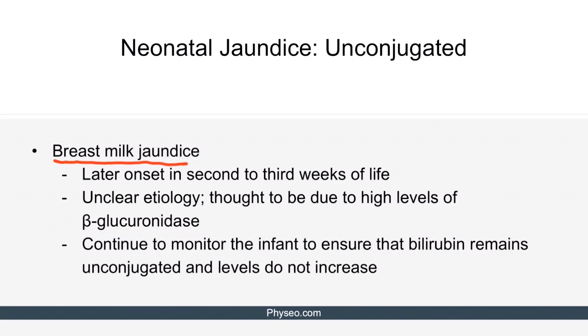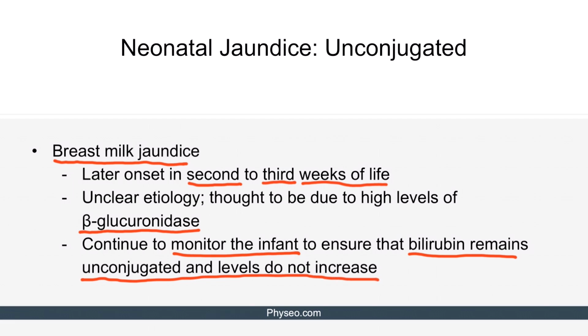However, this jaundice has a later onset that's typically in the 2nd to 3rd weeks of life. There's no clear etiology for breast milk jaundice, but it's thought to be related to high levels of beta-glucuronidase in maternal breast milk. If an infant develops breast milk jaundice, they can continue breastfeeding. However, it's important to monitor their bilirubin levels to ensure that the bilirubin remains unconjugated and the levels do not increase. If either of these changes occur, they should be evaluated for another underlying cause of the jaundice.